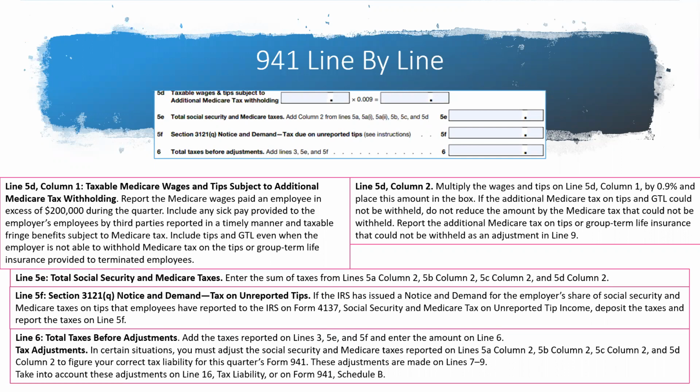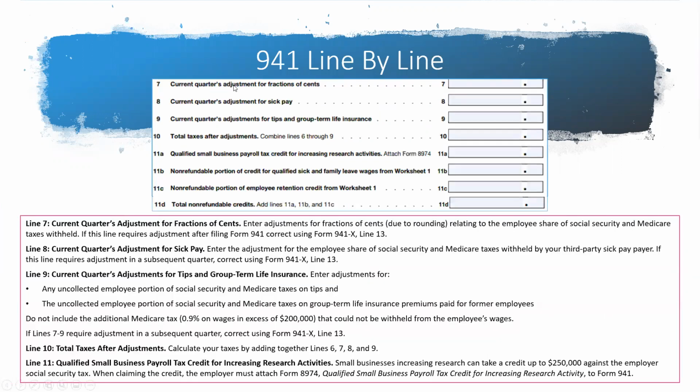The next couple of lines are going to be adjustments for any fractions of cents. So line 7 is the current quarter's adjustments for fraction of cents. This is just to enter adjustments for fractions of cents due to rounding, because unfortunately rounding happens. And so that's where those adjustments go. It's usually a few pennies, either positive or it could be negative as well. So that's what gets reported on line 7.